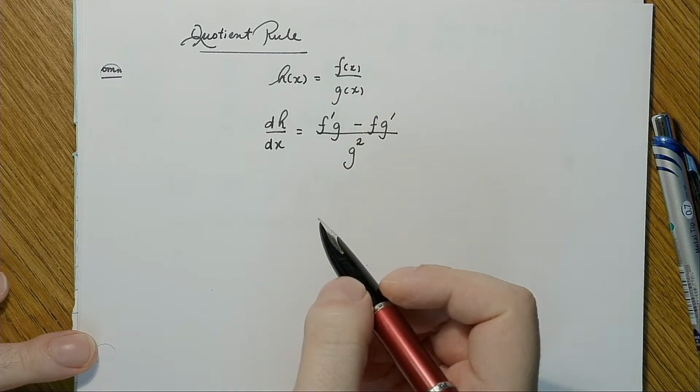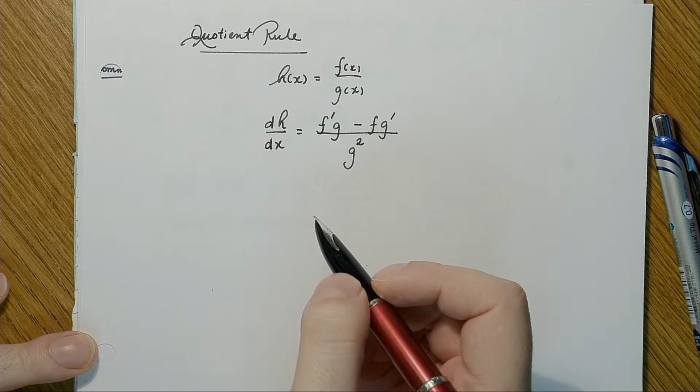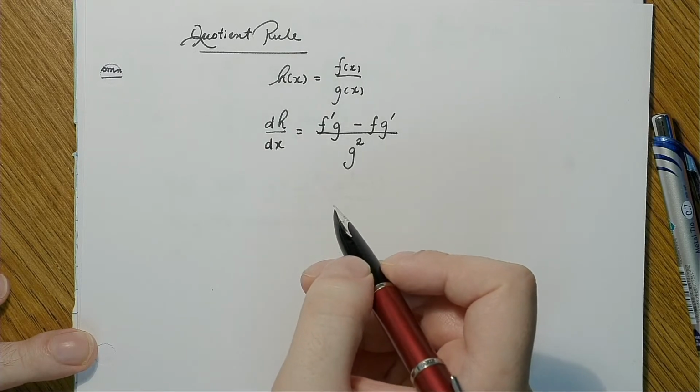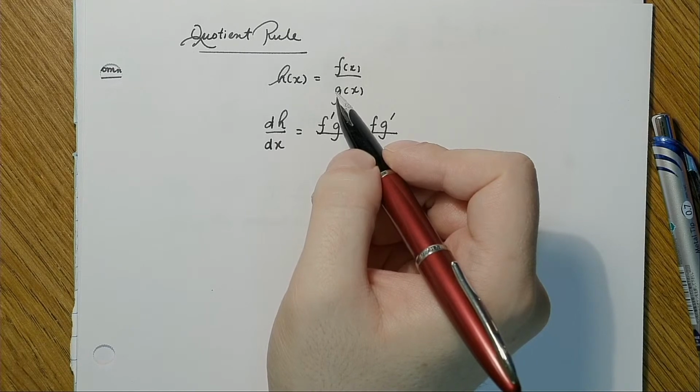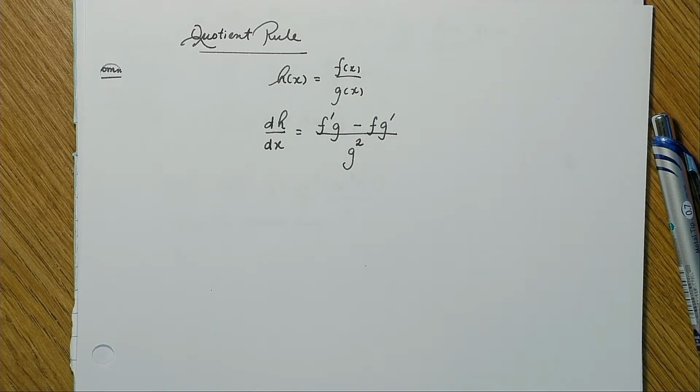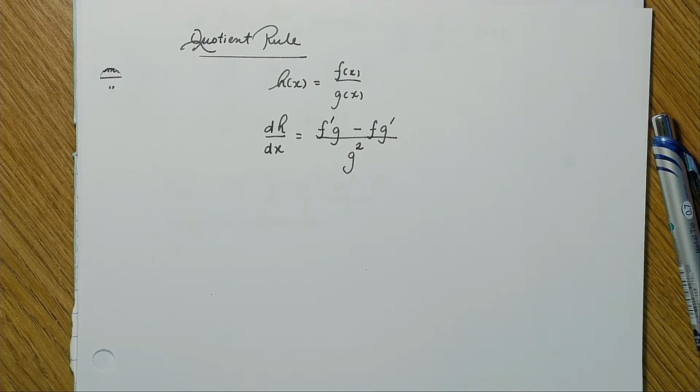There is another way that you can use the product rule instead of using the quotient rule, but it requires us to use another rule as well. So that is, okay.